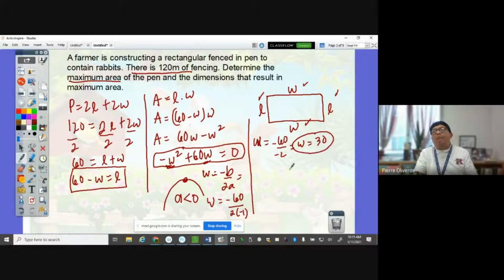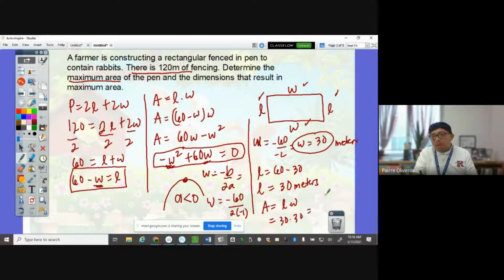So the width has to be 30. Then we plug 30 in for w here. That gives us L equals 60 minus 30. So the length is also 30 meters. Now, to find the area, length times width is 30 times 30, which gives us 900 square meters.